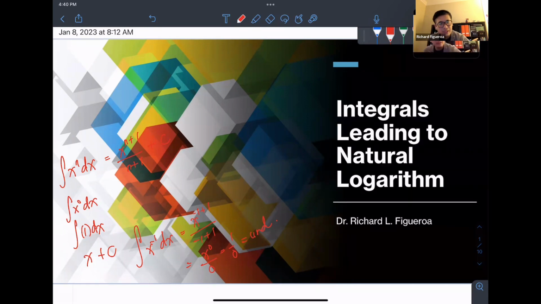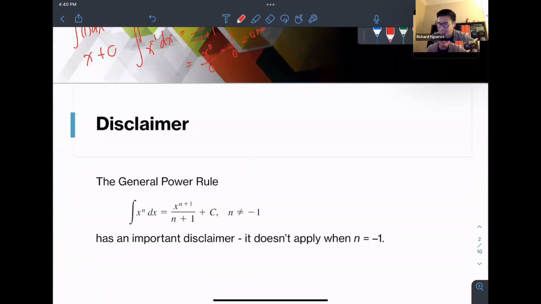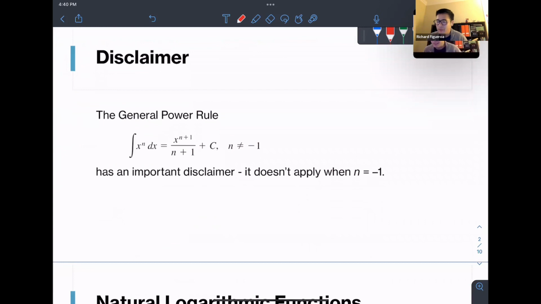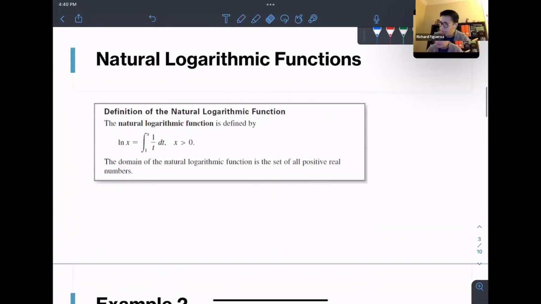So, sir, paano pag ganoon? Okay, so dito tayo pumapasok. That is the integrals leading to natural logarithm. So the general power rule, we cannot use when n becomes negative 1 because it will yield an undefined solution. So that is why we are using this formula for the natural logarithm: the integral of 1 all over x dx is equivalent to ln x plus c. So that is for x.